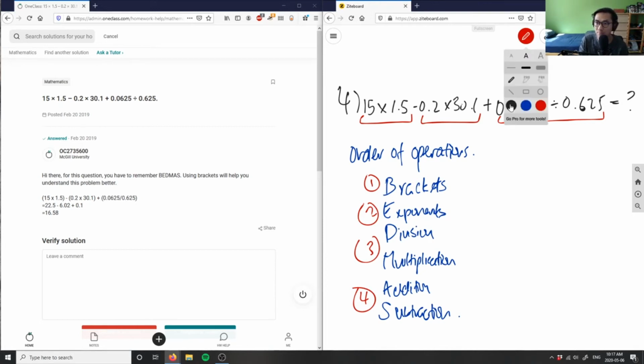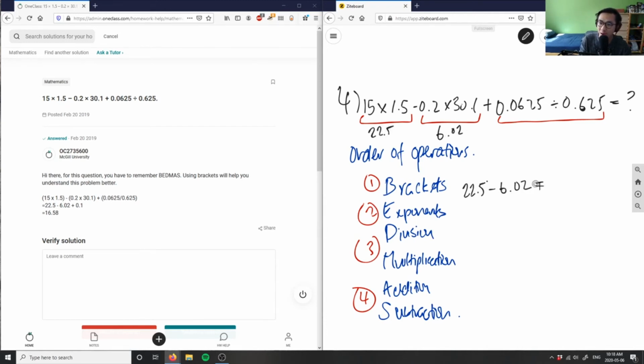So let's do this here. 15 times 1.5 would give me 45 over 2, or 22.5. So 22.5. We keep my minus here. And this here is 0.2 times 30.1, right? So 0.2 times 30.1 here would give me a value of 6.02. So this is minus. So this here was 22.5. This here is 6.02.